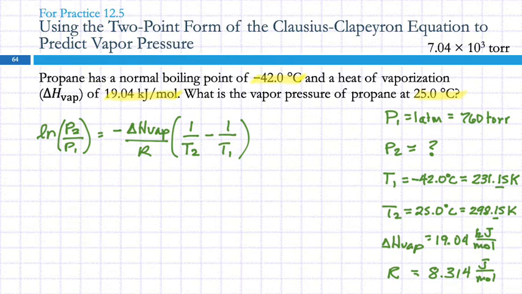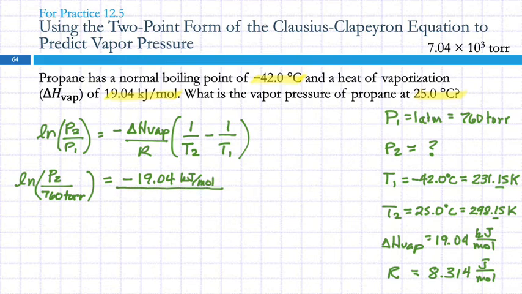This is a very messy equation algebraically, and so this is not one that you should rearrange first. Stick the numbers in, do the calculations that you can, and then do some rearranging. Otherwise, it's so ugly. So the natural log of P2, P1 was 760 torr, is equal to the vapor pressure divided by R.